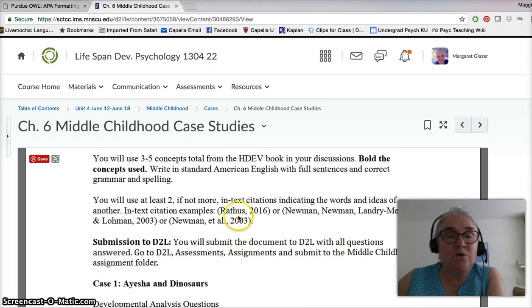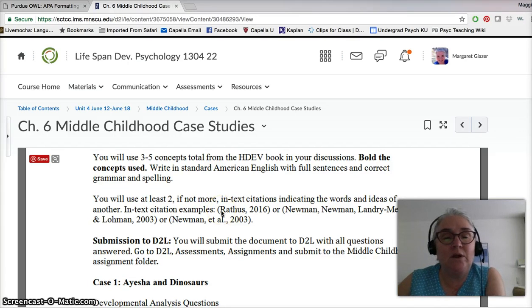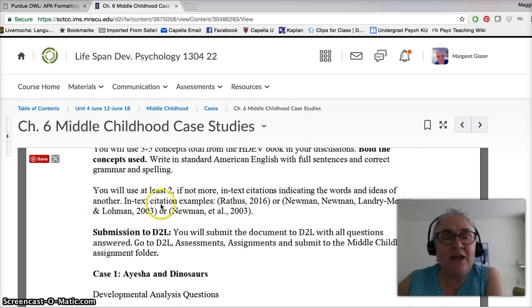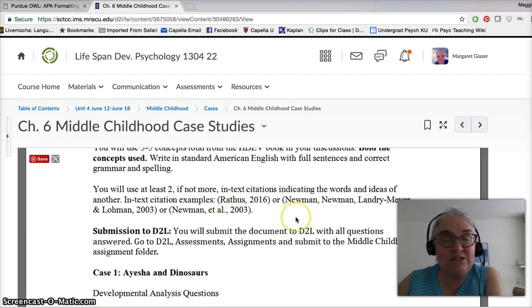And don't forget, as you're doing your case studies, to make sure you bold the concepts that you use. Your concepts will come from the HDEV book. And a lot of times those are also bolded in the HDEV book, or they're in the sidebars or the headings. Those are the concepts that you're looking for. Those are the ones that you want to bold. I want to see that you're using the language from Lifespan Psychology as you are putting together and writing your case studies.